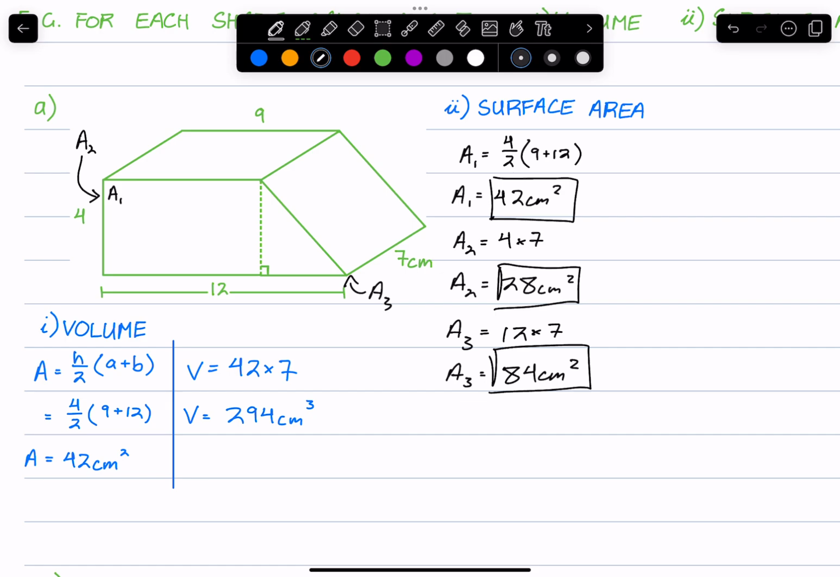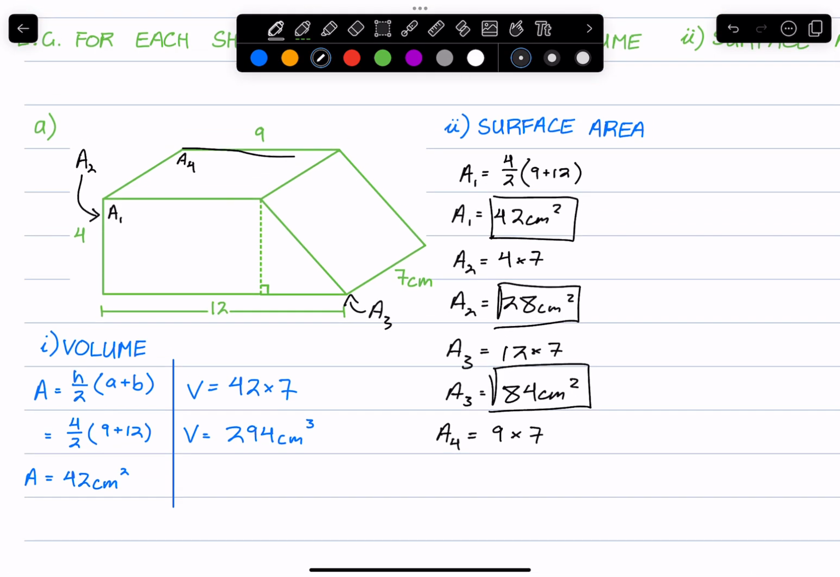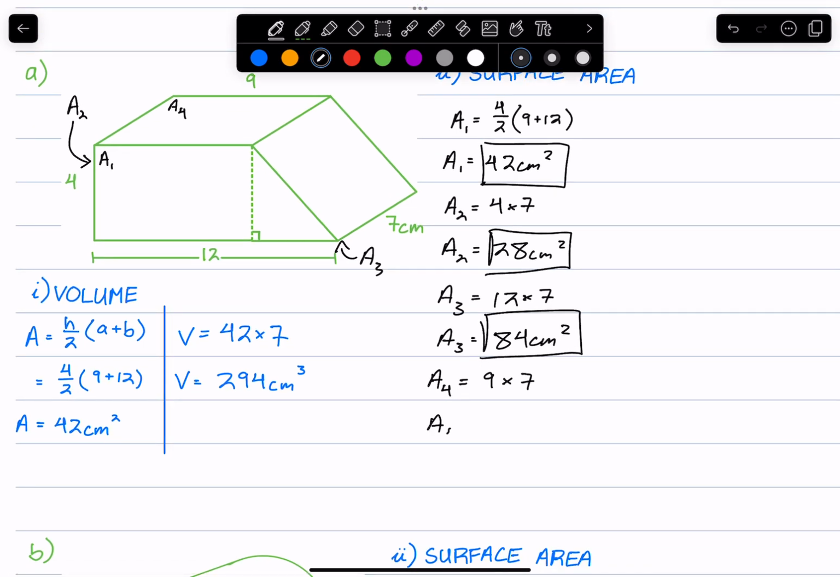I can see another rectangle on the top here. That's going to be 9 times 7. Let's call that area 4. And I hope you're already seeing that with surface area of composite solids, there's a lot more to calculate. So area 4 is 9 times 7. Area 4 is going to be 63 centimeters squared.